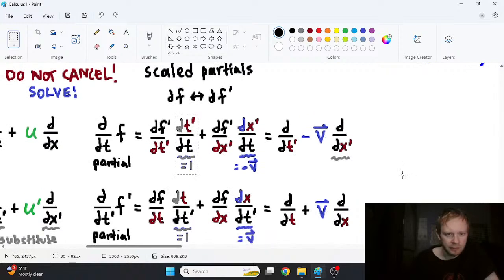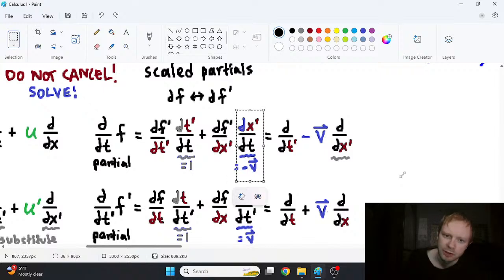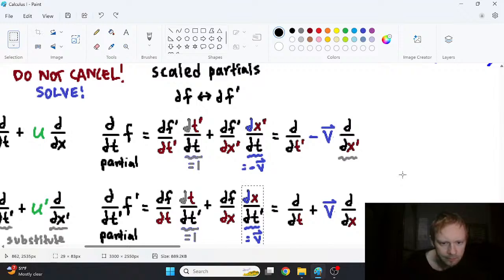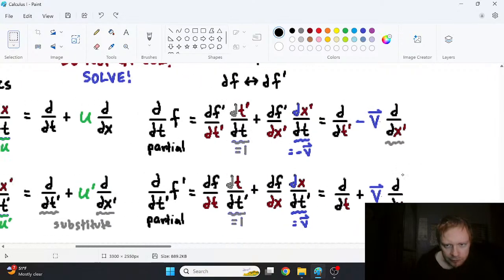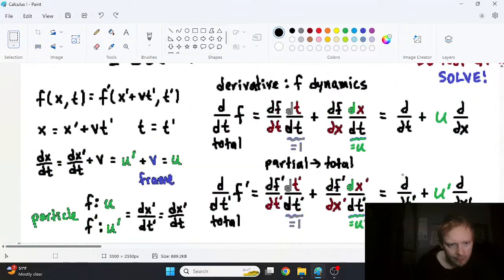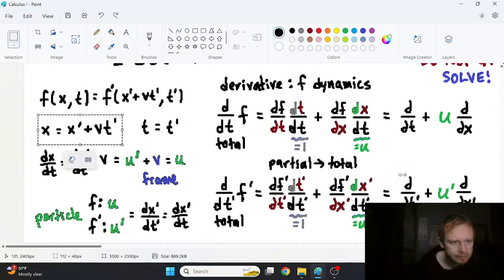Because what we do is we're solving for this. This cancels out to 1. This cancels out to negative v. Why is it negative v? Well, maybe it'll be easier to look at why this is v, because it's the same principle. If we take a partial of x or partial of x prime, then we look at this equation. And if we take a partial of x over partial t, then this term goes away, and we're just left with positive v.